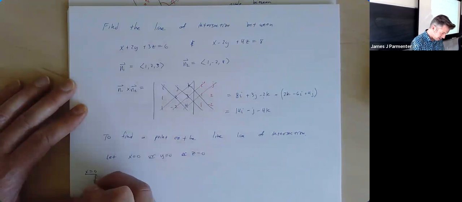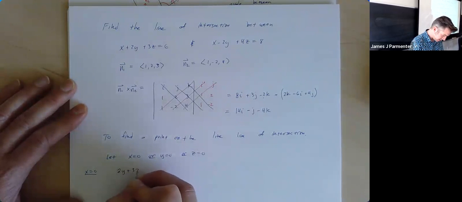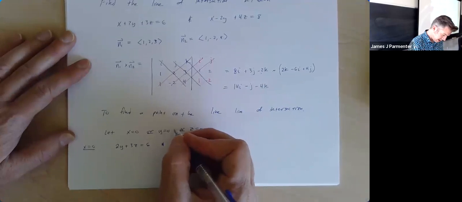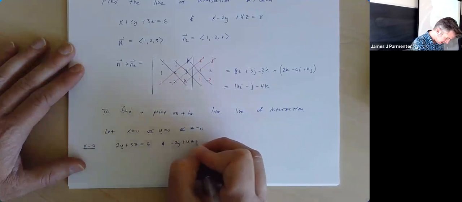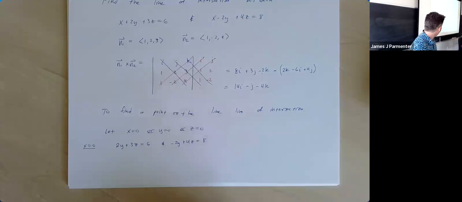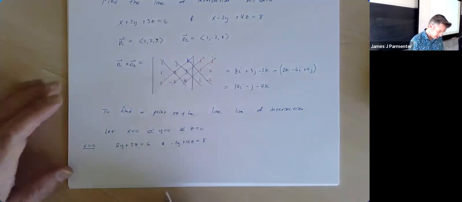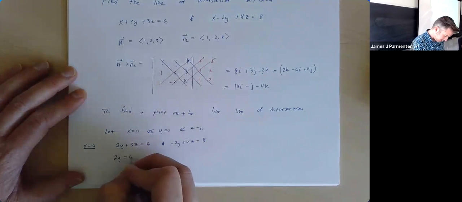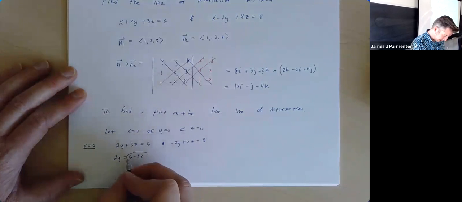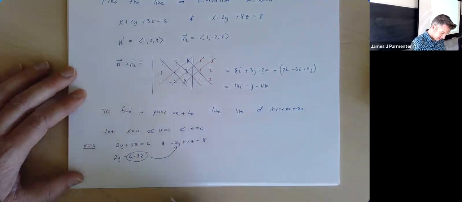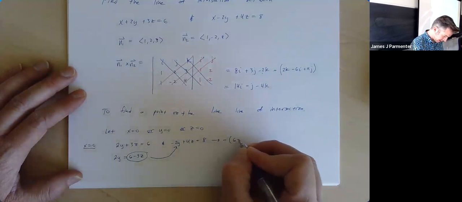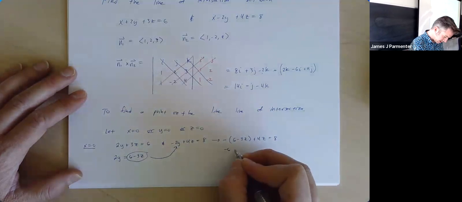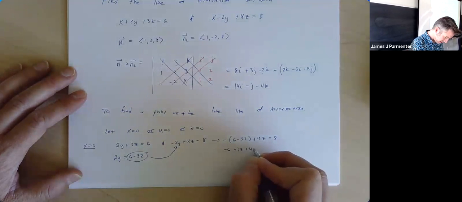So if I let x equal to 0, then we're left with 2y plus 3z equal to 6 for plane 1, and negative 2y plus 4z equal to 8 for plane 2. And then I'm going to solve for y and z here. I'm going to isolate 2y and say 2y equals 6 minus 3z. And I'm just going to plug that in for the 2y right there. So I'm going to have negative 6 plus 3z plus 4z equal to 8.